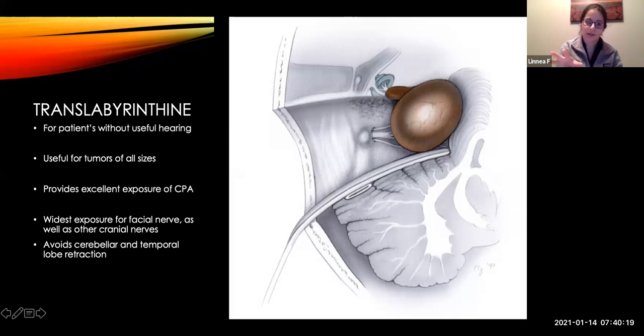It doesn't require retraction of the brain, so it avoids retraction of the cerebellar and temporal lobes. So those are things on the board exams you can talk about. Again, if the patient does not have useful hearing, or there's a low chance of being able to preserve the hearing because the tumor is so large, think TRANSLAB, and again, protection of that facial nerve.